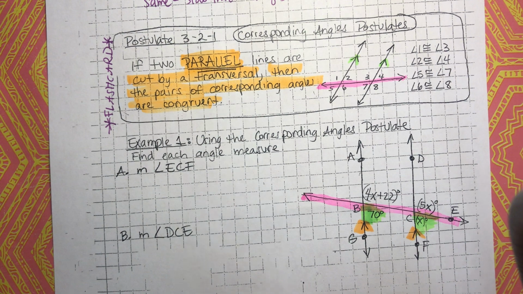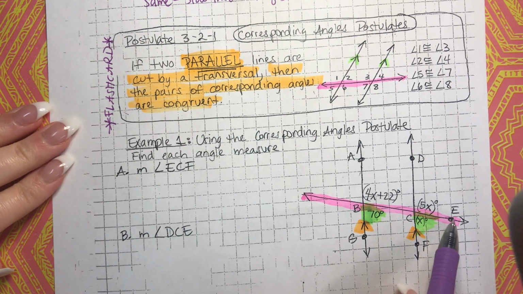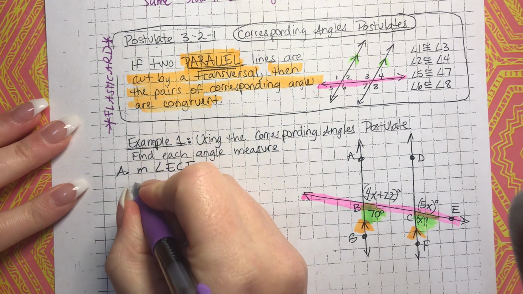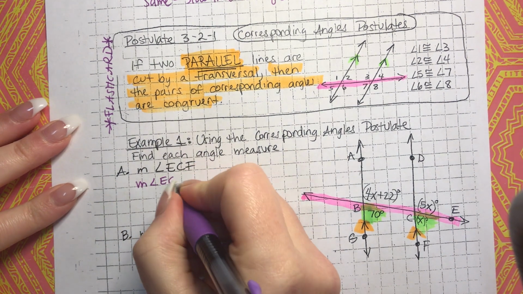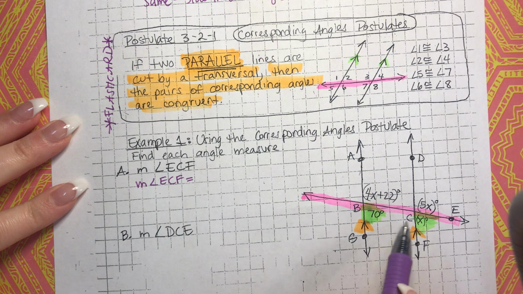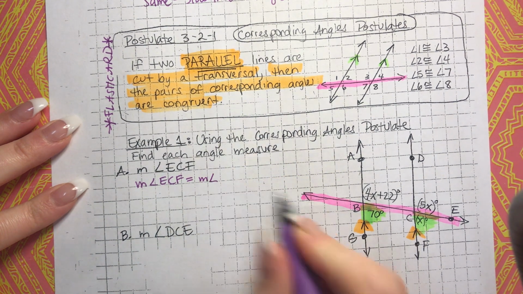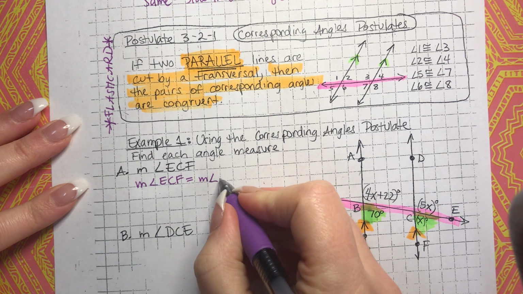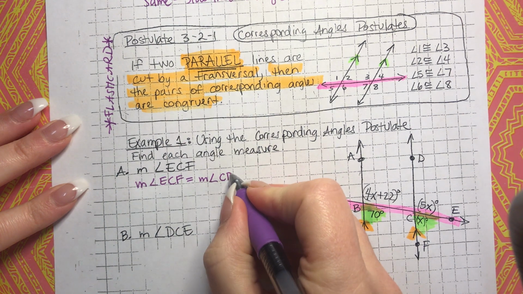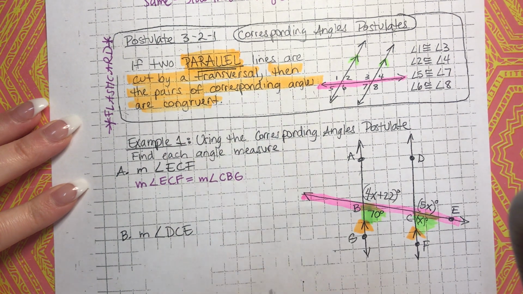So let's go ahead and write this out. So what do we know? We know the measure of angle ECF is equal to the measure of angle CBG, because of the corresponding angles postulate, right? We have two parallel lines. These are corresponding angles. They are congruent.